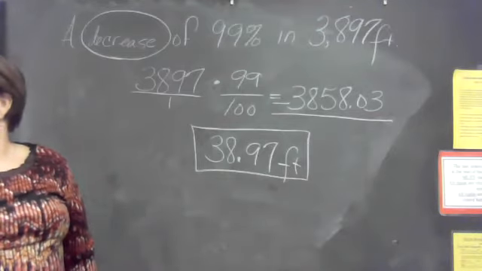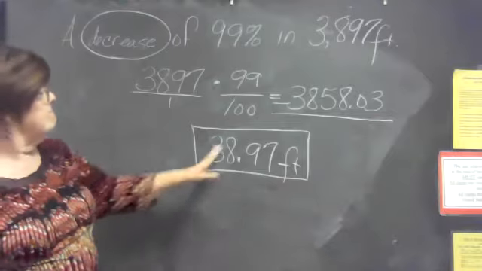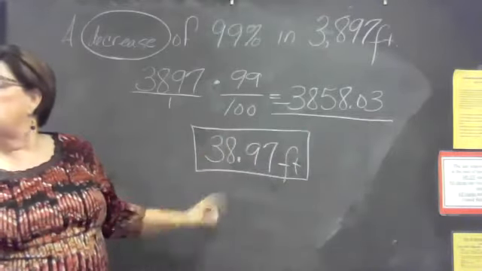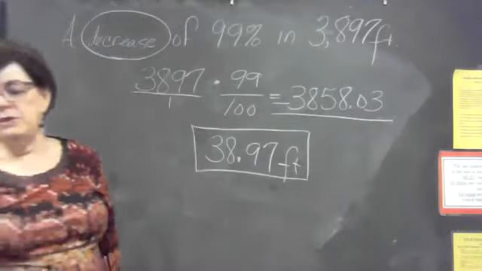So what goes under the 385,803? That one? I just used my calculator so it wasn't directly underneath.